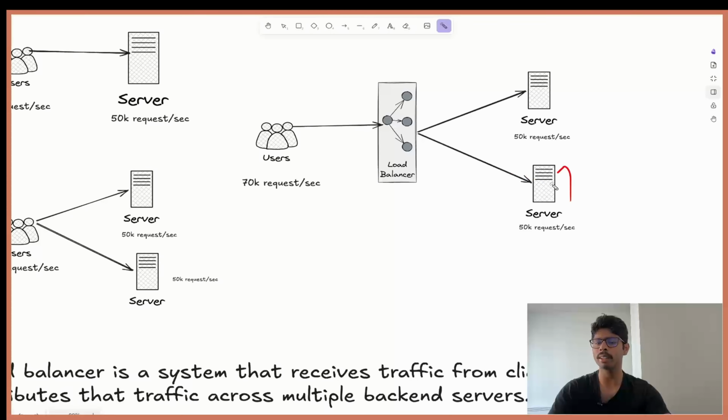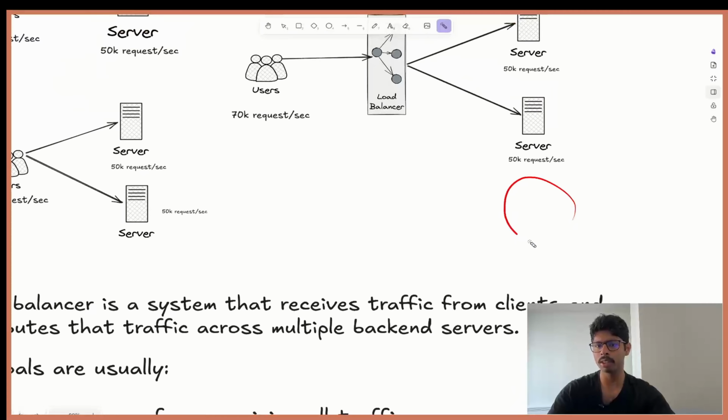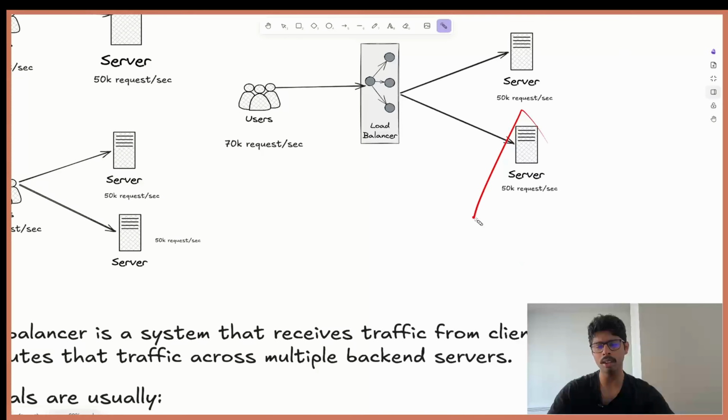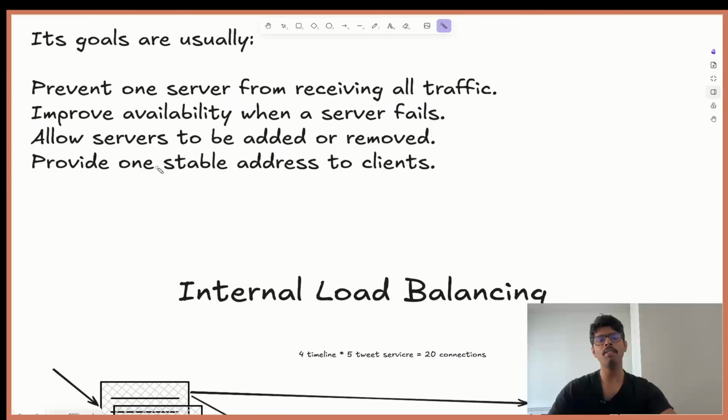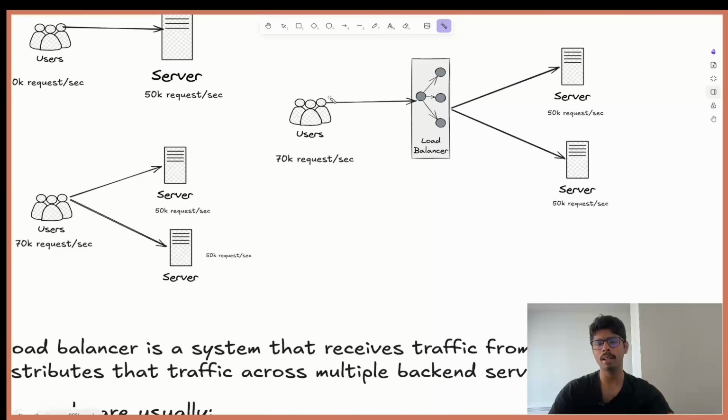It will stop sending requests to the failed server because the load balancer will detect that this server is not up and running. Third, allow servers to be added or removed. Basically, you can add one more server here or remove a server according to your need. After that, provide one stable address to the client. We have discussed it. The load balancer is providing one single connection to the users. Users are just calling one single load balancer, and the load balancer is distributing the traffic behind it.